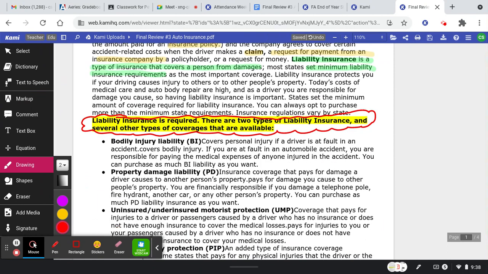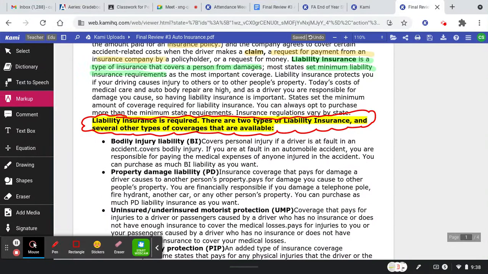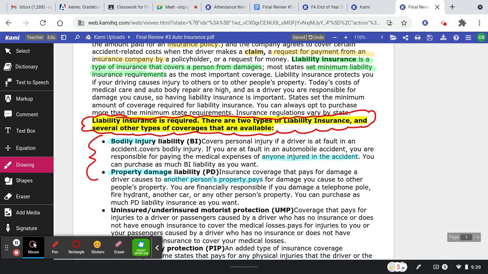But liability insurance covers 2 aspects. Liability insurance covers bodily injury. If the driver is at fault, it covers medical expenses if you injure another person in the accident. And property damage says that the insurance covers damage that the driver causes to another person's property. So when you guys buy liability insurance, because you're required to, that's the cheapest one, you get both of these coverages. It covers other people's medical bills if they're hurt, and it covers property damage.